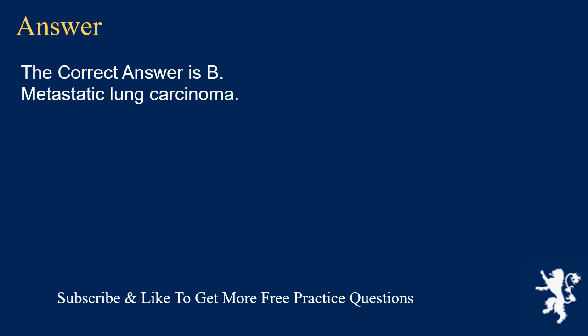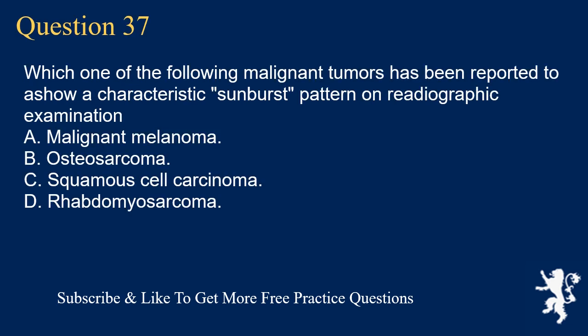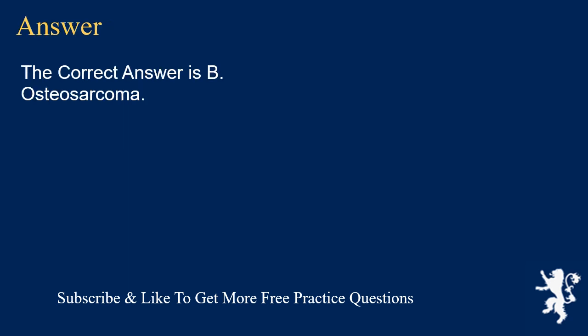Metastatic lung carcinoma. Question 37. Which one of the following malignant tumors has been reported to show a characteristic sunburst pattern on radiographic examination? A. Malignant melanoma. B. Osteosarcoma. C. Squamous cell carcinoma. D. Rhabdomyosarcoma. The correct answer is B.